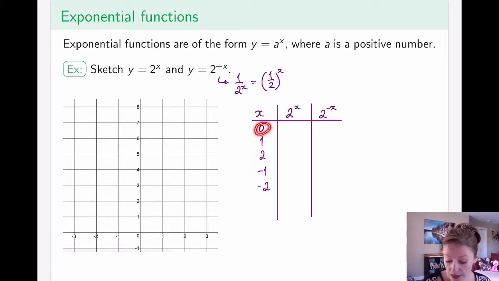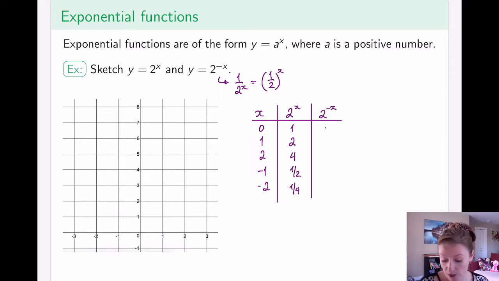So if I plug in 0 up into the power, 2 to power 0 is just 1. 2 to power 1 is 2. 2 to power 2 is 4. 2 to power -1 is 1 over 2 to power 1, so 1/2. 2 to power -2 is 1/4. Okay, and then when I'm plugging in for the 2 to the -x, feel free to pause the video here and actually try the numbers for yourself.